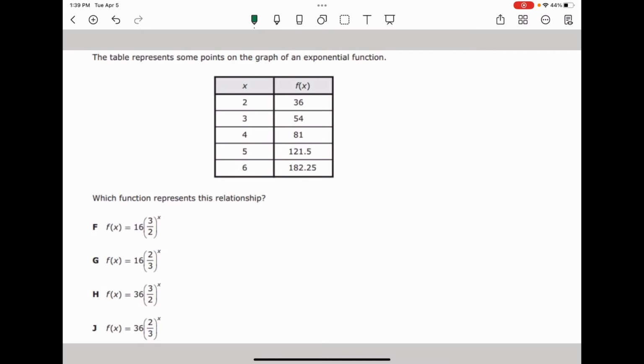So this gives me a table, and it says it represents the points of the graph of an exponential function, and it asks me to find the function. So when I have a table of values like this, it doesn't give me a starting value. What I can do is enter this into L1 and L2. So I'm going to use my calculator. I'm going to go to Stat, Edit, and then enter these numbers into L1 and L2.